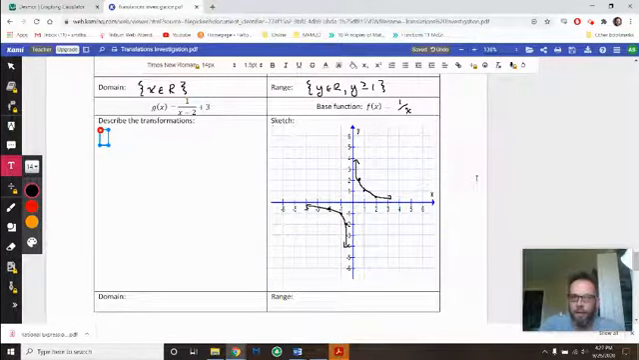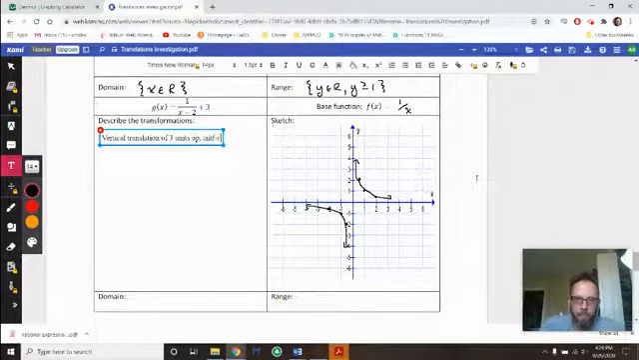It doesn't matter whether you describe the vertical or horizontal translation first, but here we do have a vertical translation 3 units up, and a horizontal translation.